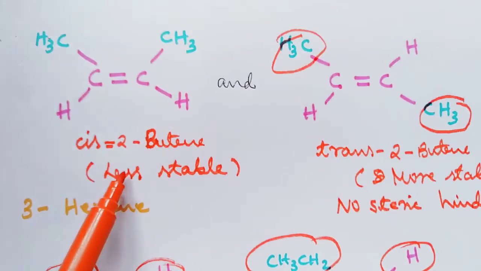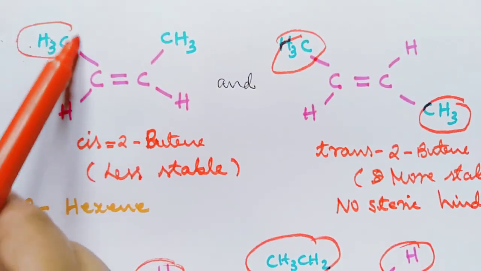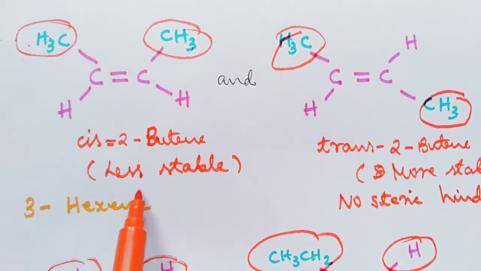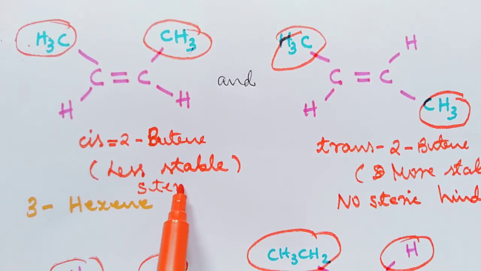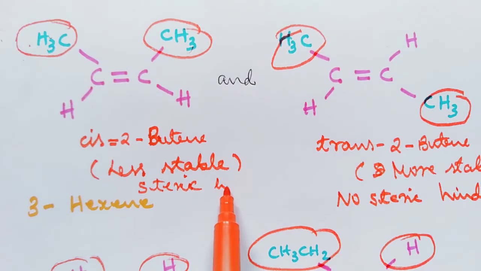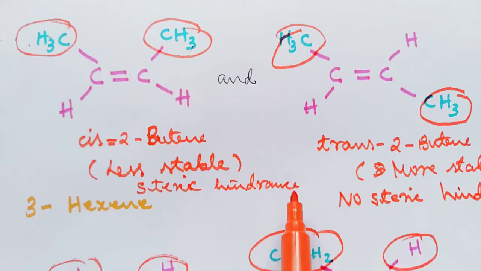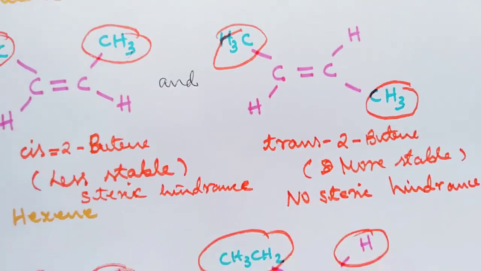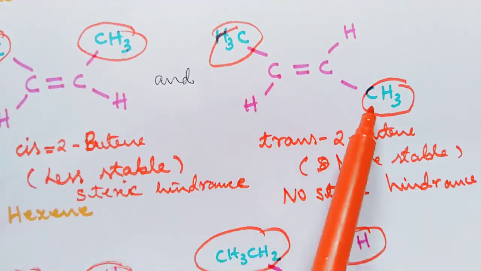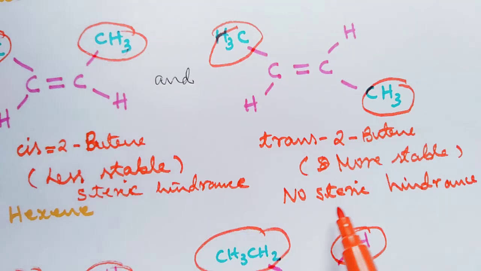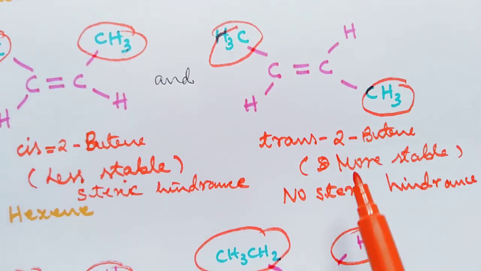Whereas in this case, we see that similar groups lie on the same sides of the double bond. That's why a steric hindrance is there. Because of that, it is less stable. Or in other words, we can say that in the trans-2-butene, since the similar groups lie opposite to each other, they are far apart. Hence, there is no steric hindrance. That's why it is more stable than the cis-2-butene.